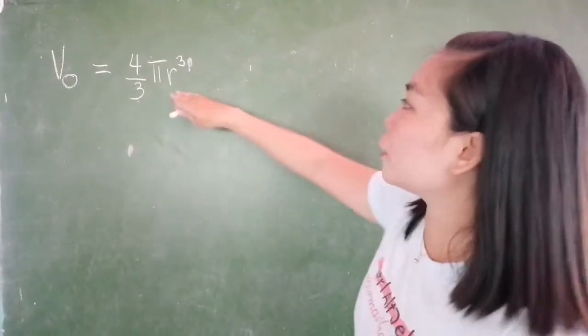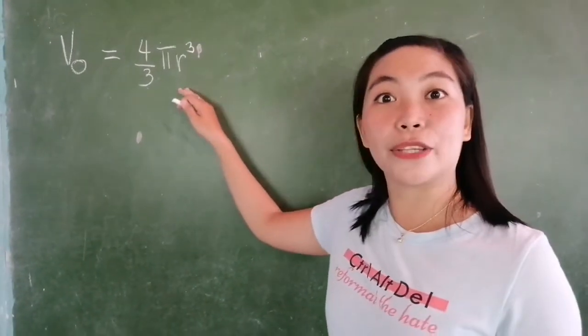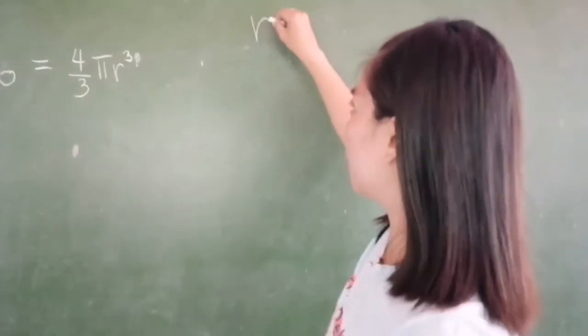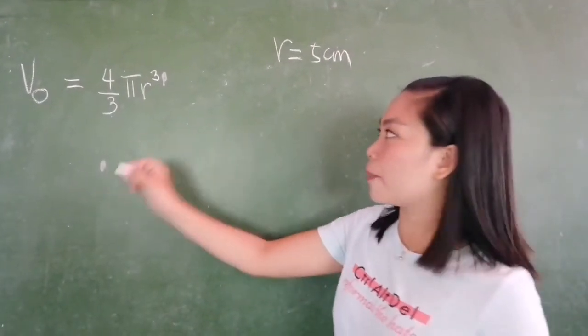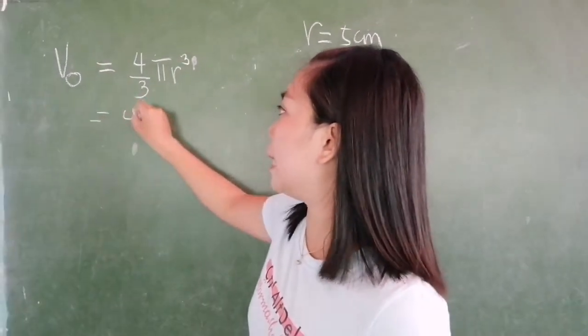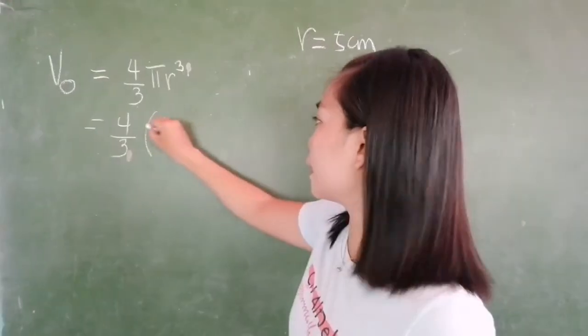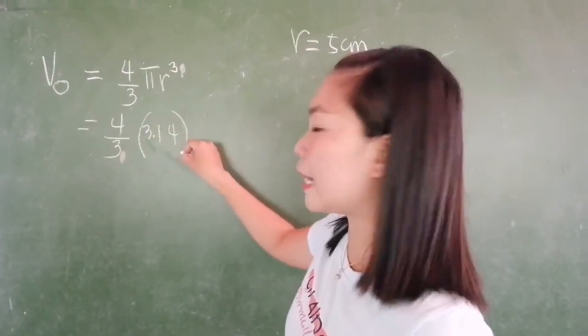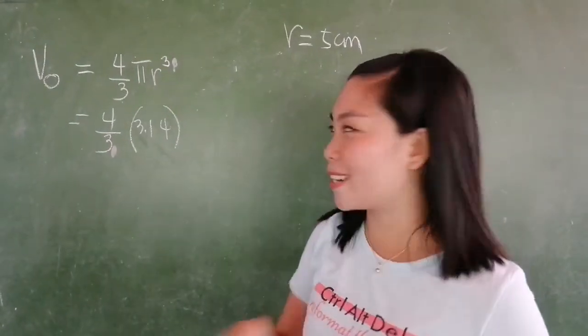So, yung kailangan lamang po natin dito is yung value ng radius. So, let's have 5 centimeters. Ganun lang. So, bring down 4 over 3. The value of pi is 3.14. Sana lahat may value, di ba? But I value you, so don't you worry.